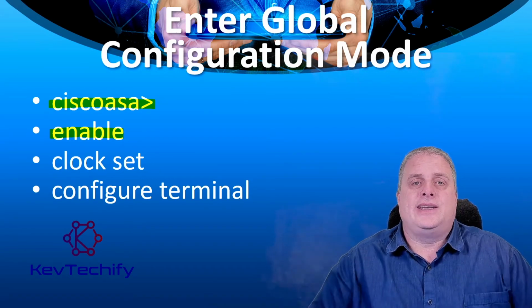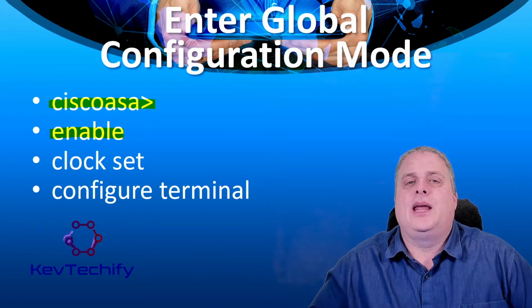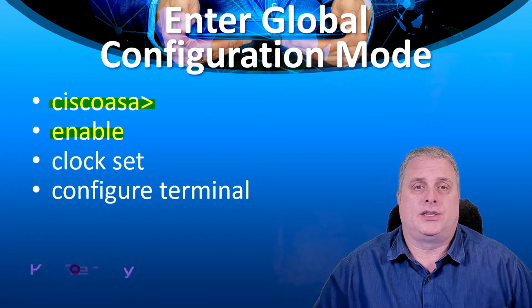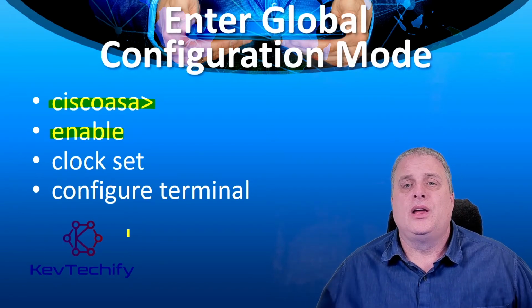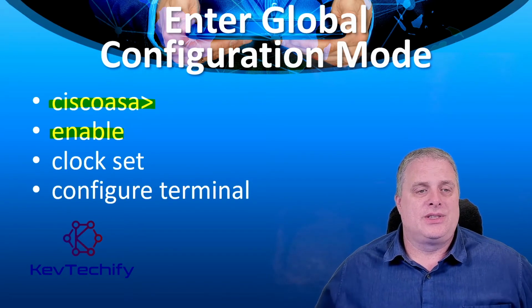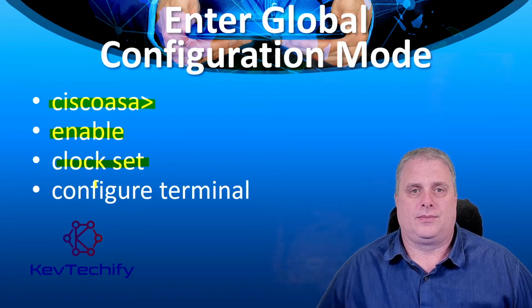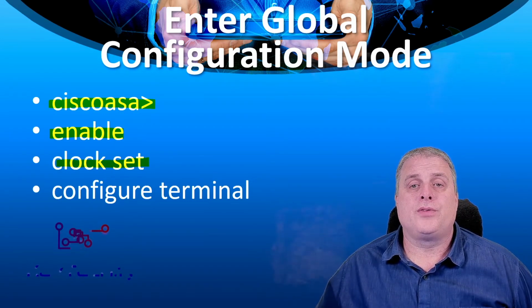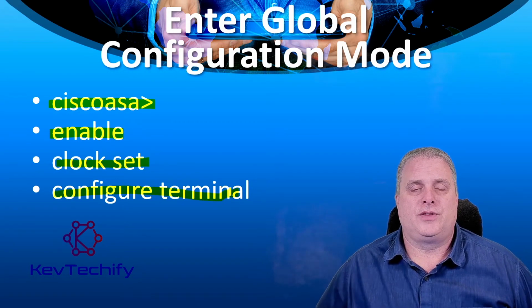Initially, an ASA does not have a password configured. Therefore, when prompted, leave the enable password prompt blank and press enter. The ASA date and time should be set either manually or by using the network time protocol. To set the date, use the clock set command here in privilege exec mode. Enter global configuration mode using the configure terminal privilege exec command.